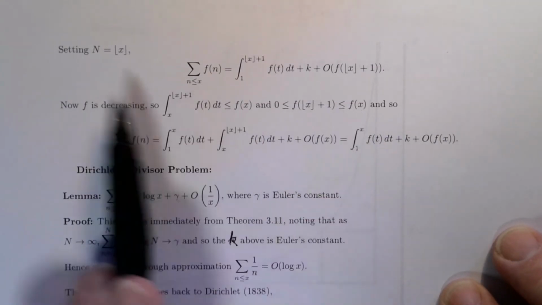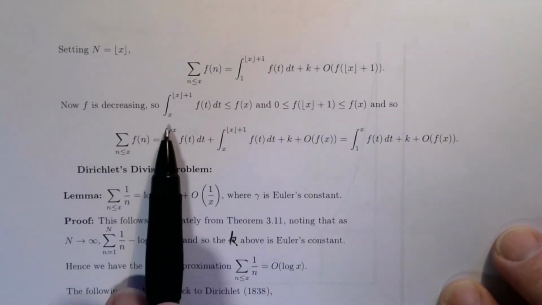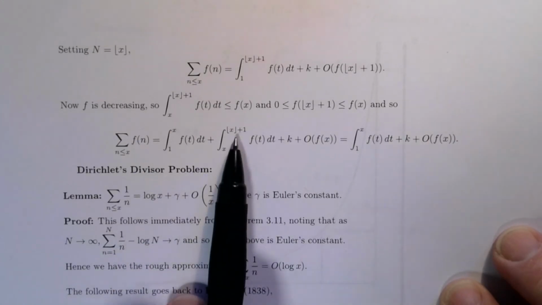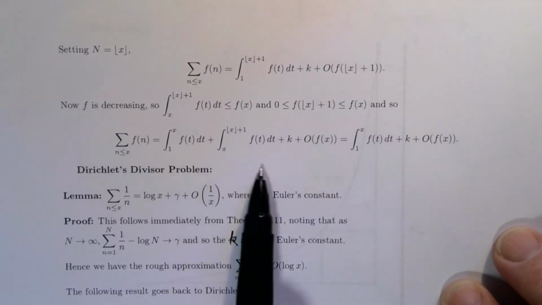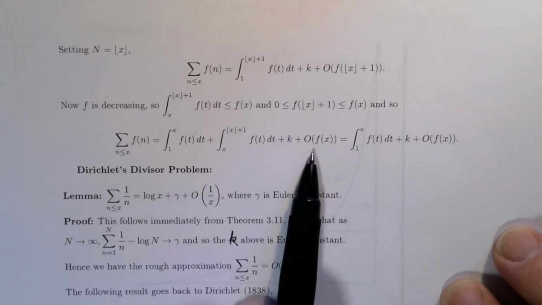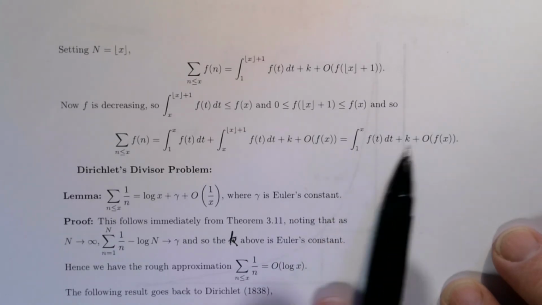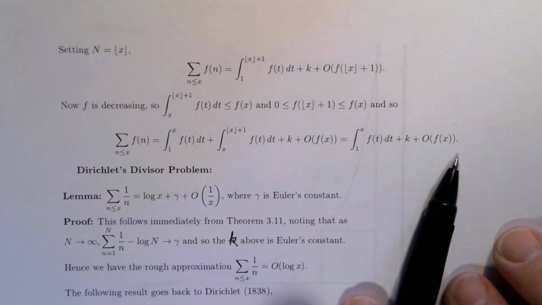So this was the integral from x to x plus 1, and now that gives me the integral from 1 to x plus the integral from x to floor of x plus 1, plus k plus big O of f of x. And I can bury this one inside. This is less than f of x, so I can bury this integral in the big O notation, and I just get the integral from 1 to x of f of t plus k plus big O of f of x. Slightly technical proof, but a very, very important fact, very important formula. It's going to give us a way now of summing these series.